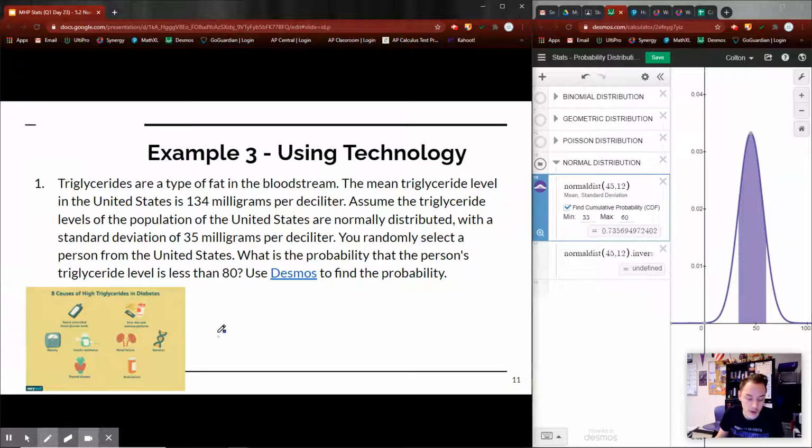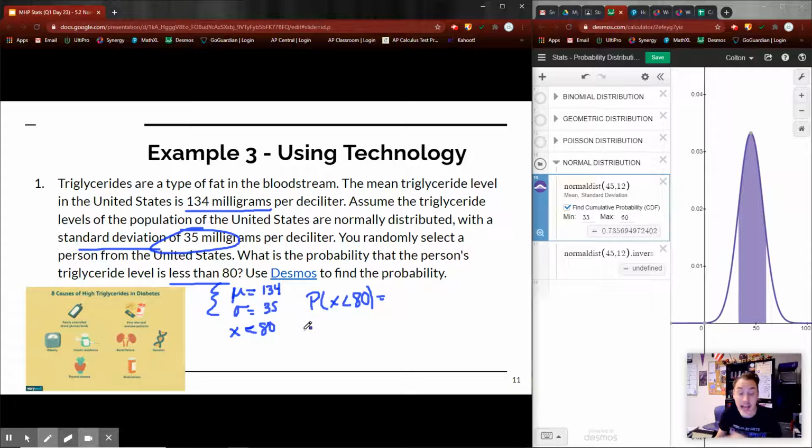Okay, so what do I do? Well, first of all, what's my mean and what's my standard deviation? My mean, they say, is this. My standard deviation is this, okay? So my mean is 134. My standard deviation is 35. And I want to know x being less than 80. That's what I want to know. So what's my probability of x being less than 80, given that information?